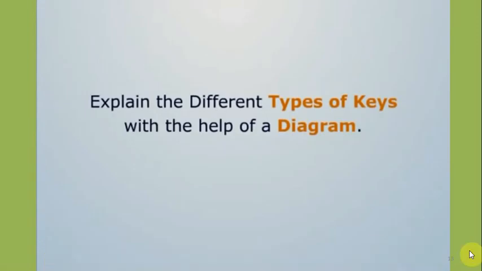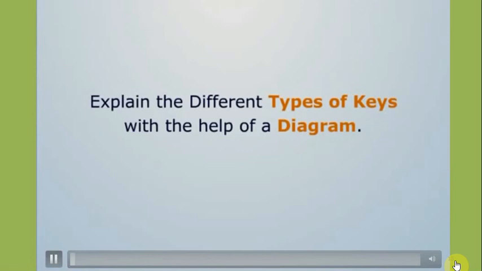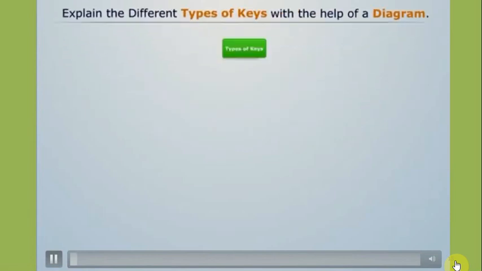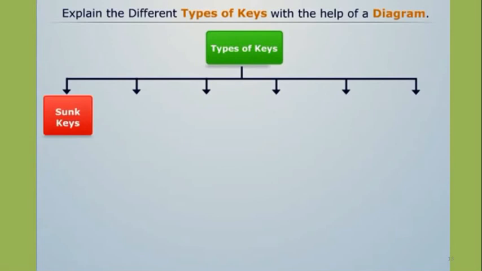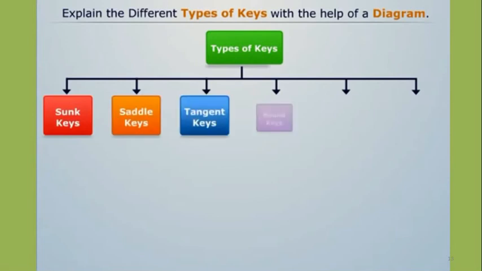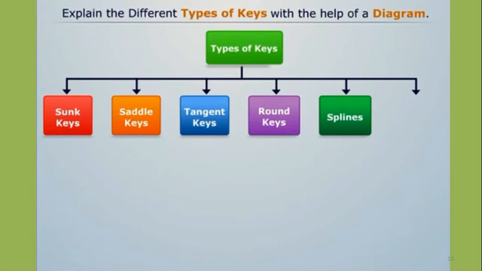So now we will go through a video where the classifications are given briefly. Explain the different types of keys with the help of a diagram. Different types of keys are sunk keys, saddle keys, tangent keys, round keys, splines, and Kennedy key.